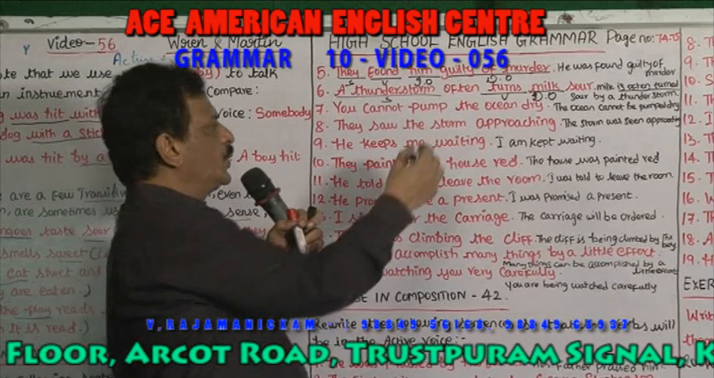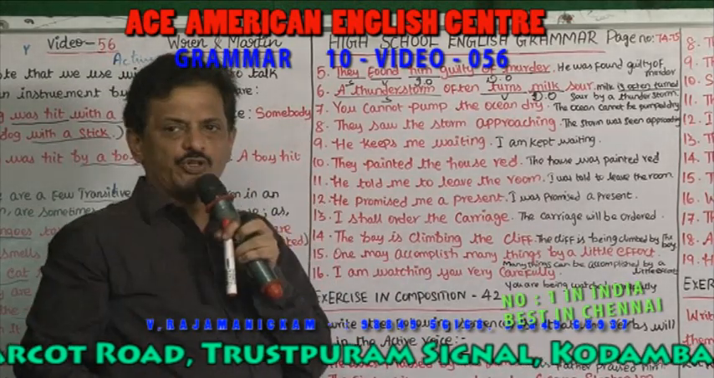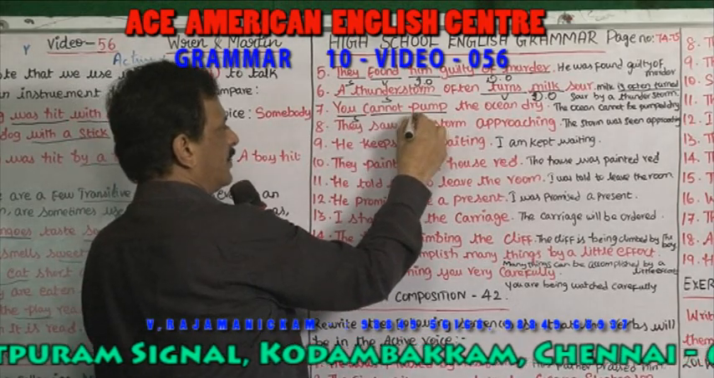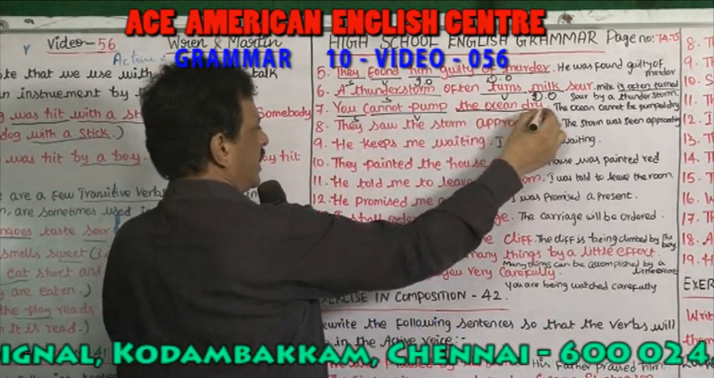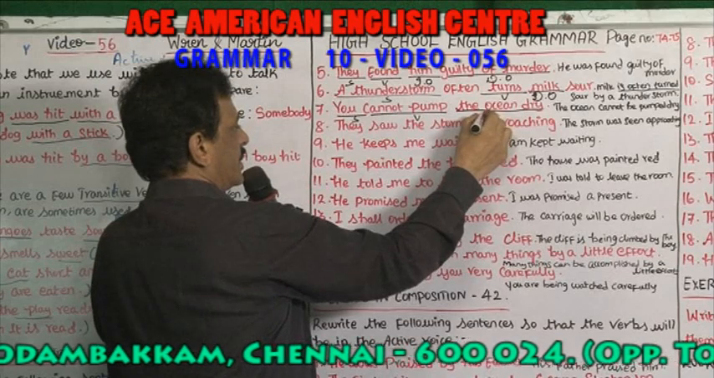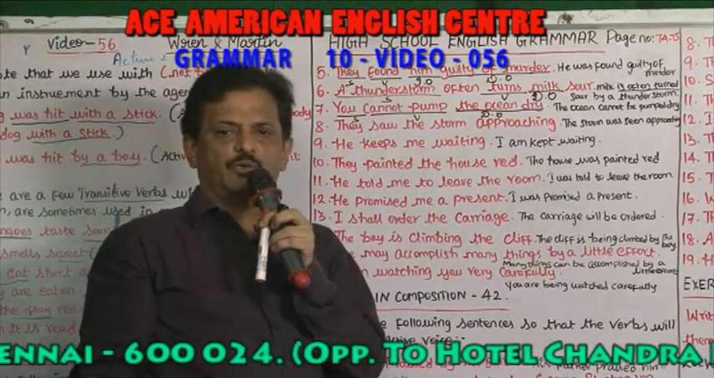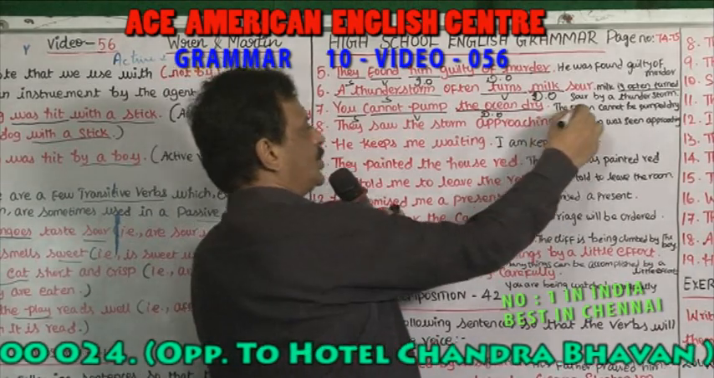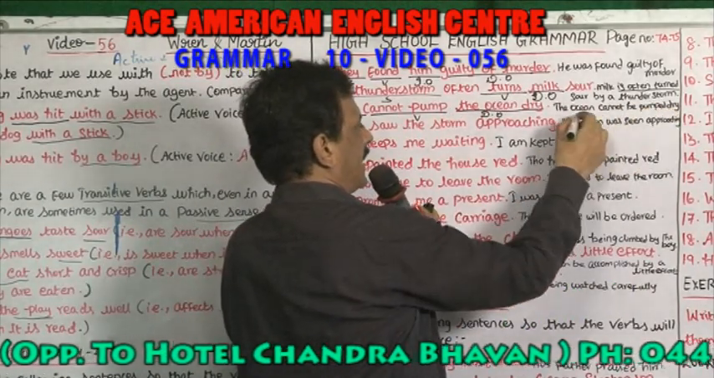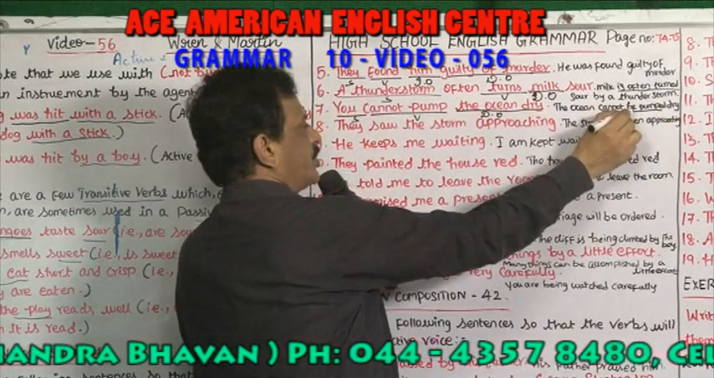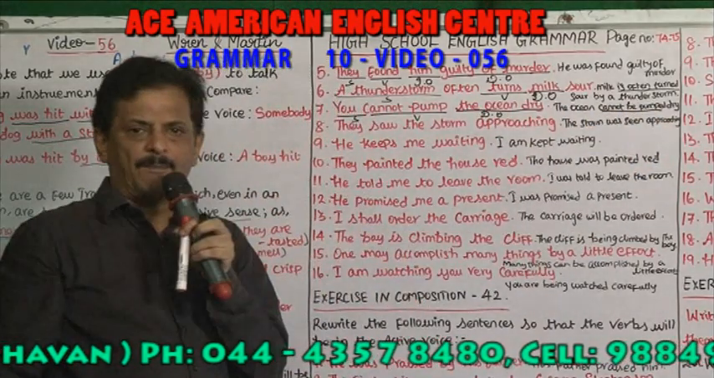Coming here, you cannot pump the ocean dry. You is the subject. Cannot pump is the verb. What? The ocean dry. It becomes direct object. You cannot pump the ocean dry. What is the passive form? The ocean cannot be pumped dry. The ocean comes as a subject. The verb cannot pump changes into cannot be pumped.